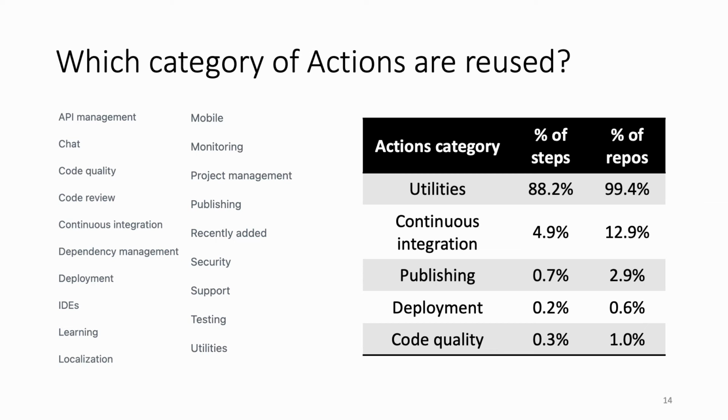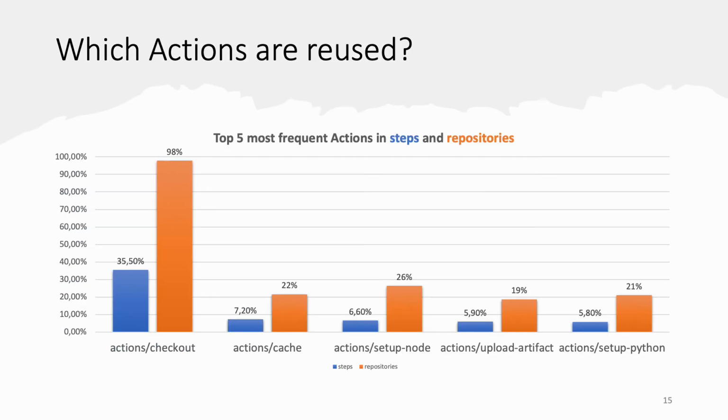But after that, you would see the most used categories are continuous integration, publishing, deployment, and code quality. Still, these categories are mostly related to the basic old-school CI/CD that developers need to use in their projects.